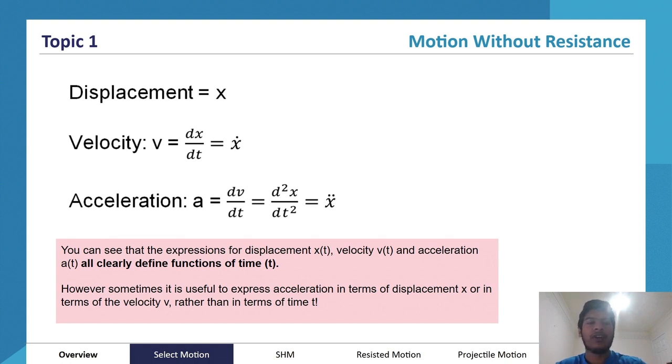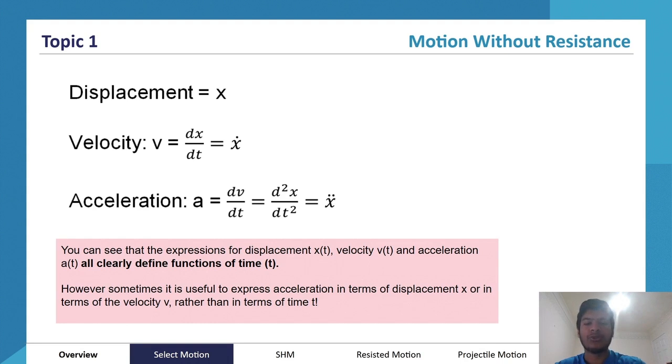And because we know that velocity is a time derivative of position, we can also express acceleration as a second derivative of position with respect to time. And so it's denoted as x double dot. Okay, so you can see that the expressions for x of t, velocity v of t, and a of t all clearly define functions of time. That is, they are dependent on time, and you see a t in the formula for them.